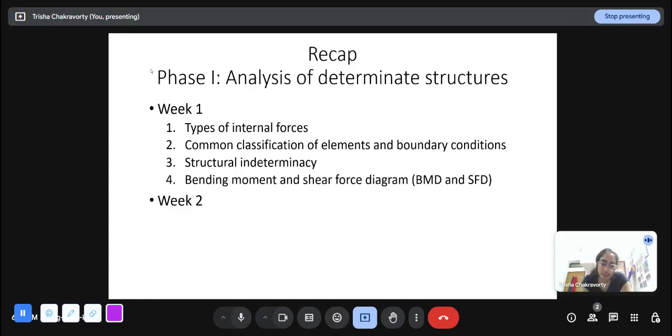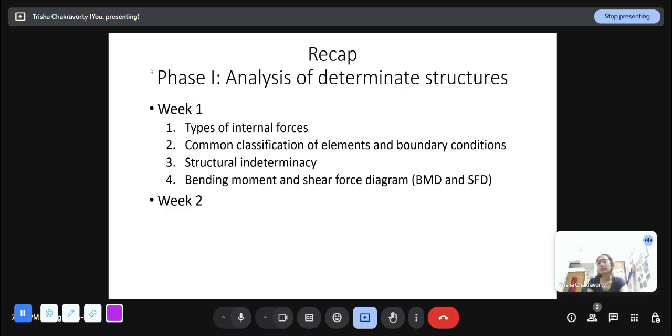Then the bending moment and shear force diagram, BMD and SFD, how to draw them. A beam is a structural element that only undergoes transverse force, so that gives rise to shear force and bending moment. We want to study how the shear force and bending moment vary along the length of the beam, and that is what we draw in the diagram. The magnitude of shear force or bending moment is the ordinate, and the abscissa is the position along the length of the beam from 0 to L.